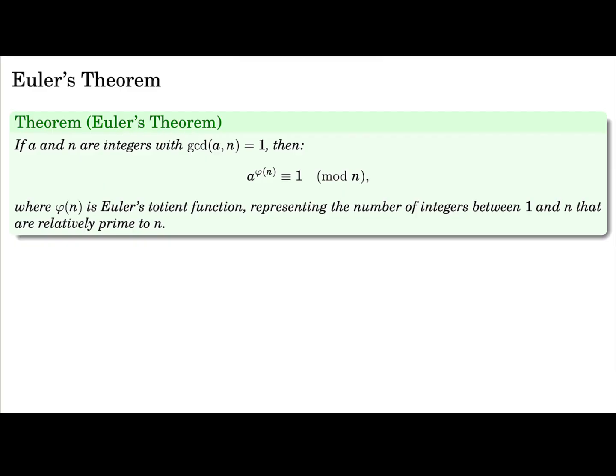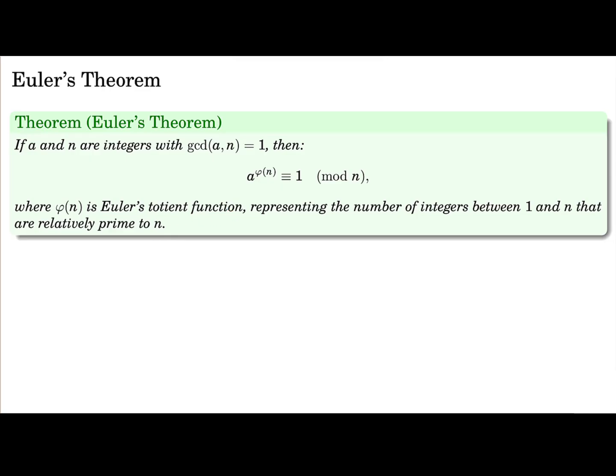If a and n are integers, and the greatest common divisor between them is 1, which means they are coprime, then a to the power of phi(n) is congruent to 1 mod n. This function phi is called Euler's totient function.